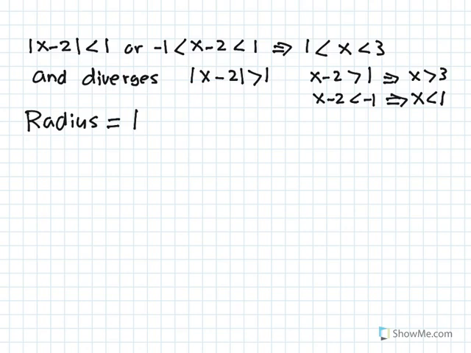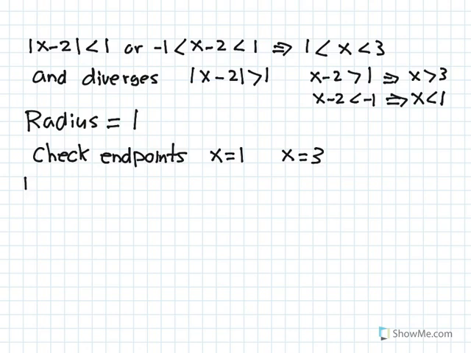So now we have to check the endpoints, because the ratio test doesn't tell us what happens at the endpoints. Those points have to be checked manually by plugging them into the power series separately. So check the endpoints x equals 1 and x equals 3.